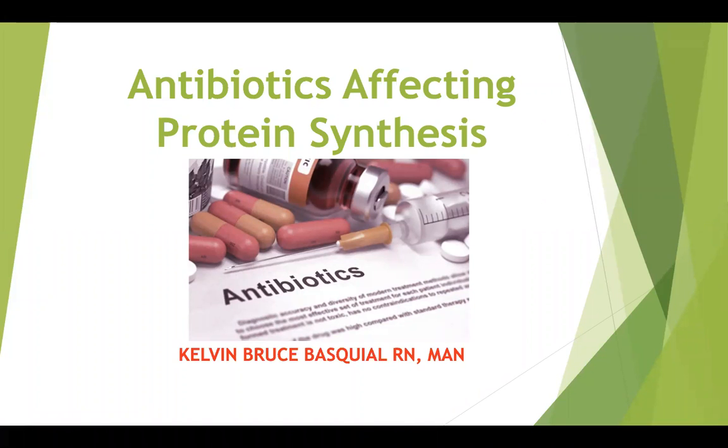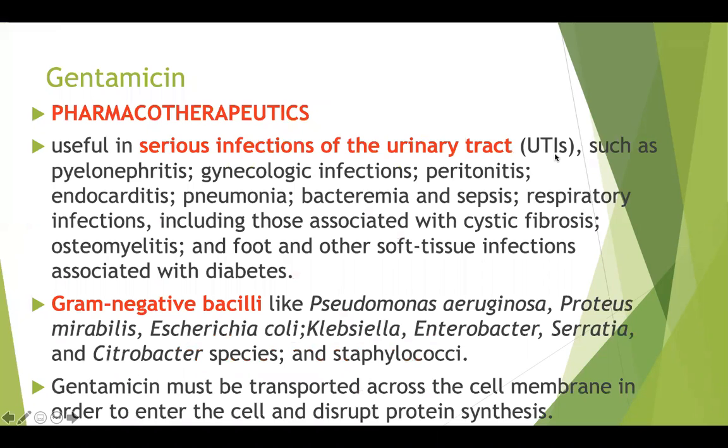Okay, so we are going to discuss today about the antibiotics affecting the protein synthesis. So the first one is gentamicin. So gentamicin, let's start immediately with the pharmacotherapeutics. So these are useful in serious conditions of the urinary tract, or any urinary tract infections which has a serious form. Gentamicin is the medication that is preferred to treat these infections.